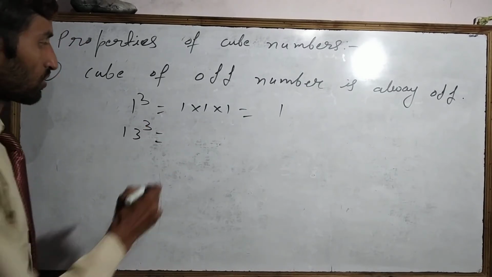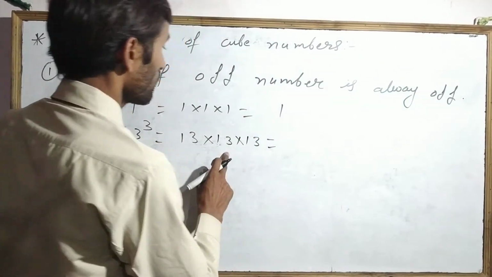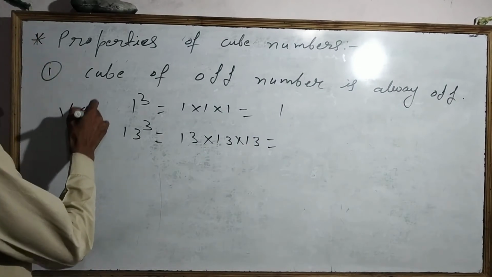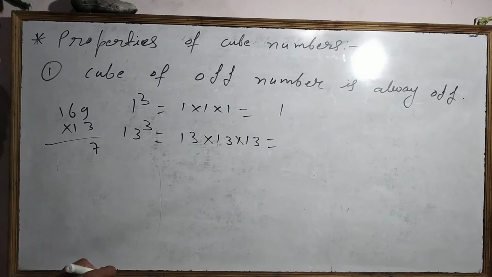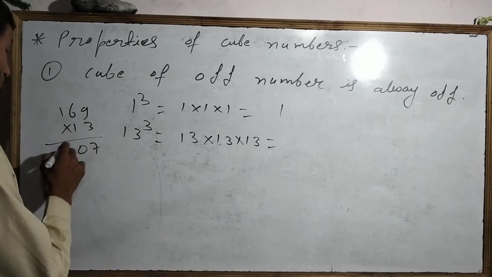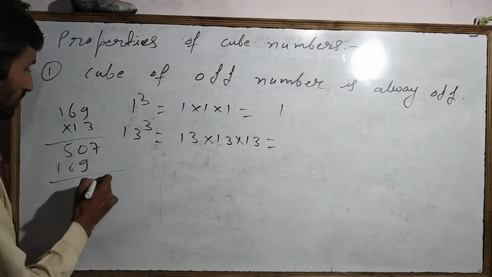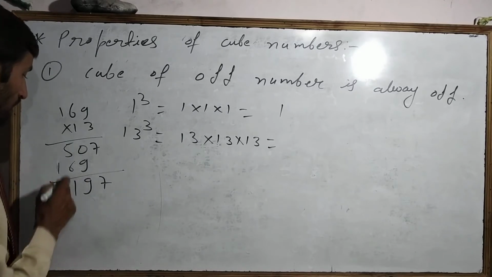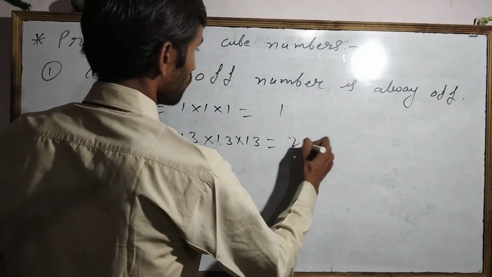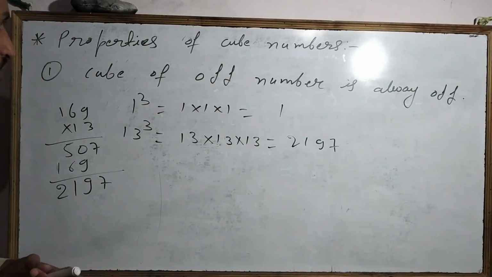Next, take 13 cube. 13 is odd, so 13 into 13 into 13. How much will come? 13 into 13 is 169. 169 into 13, how much will come? 9 times 3 is 27, carry 2. 6 times 3 is 18, 18 plus 2 is 20, carry 2. Then the next digits give 7, 9, 1, then 2, which means 2197. This is an odd number. So always remember, the cube of any odd number is always odd.